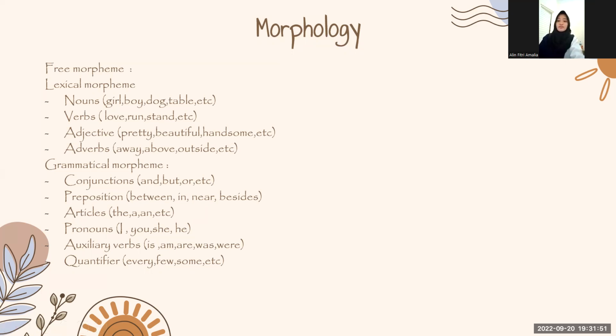Free morphemes are divided into two: lexical morphemes and grammatical morphemes. Lexical morphemes consist of nouns, verbs, adjectives, and adverbs, and grammatical morphemes consist of conjunctions, prepositions, articles, pronouns, auxiliary verbs, and quantifiers.